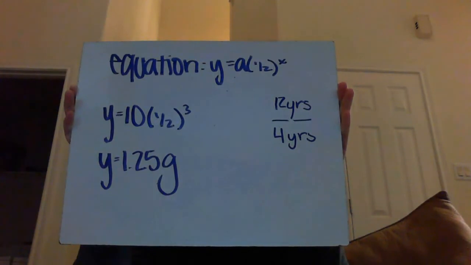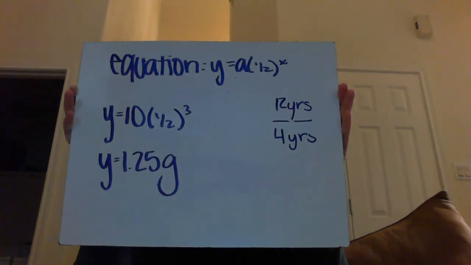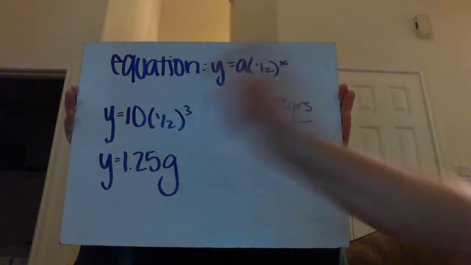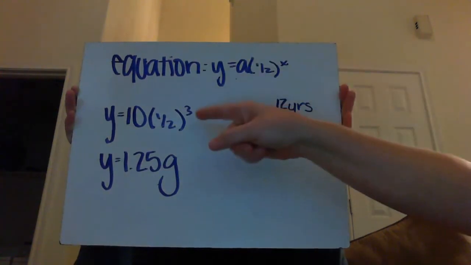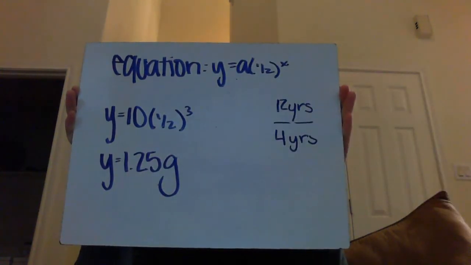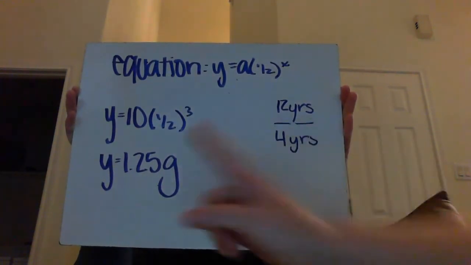The way you would go about solving the equation is plugging in 10 for A because it is the starting amount. Then you would plug in 3 for X because you have to divide 12 years by 4 years to get the number of half-lives. So then you would go through and solve the equation and get 1.25 grams.